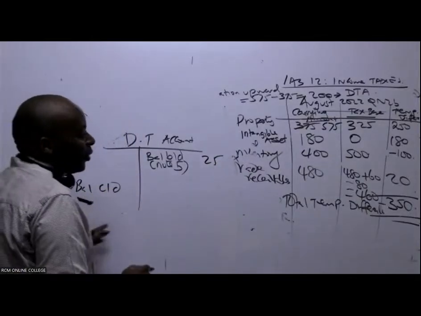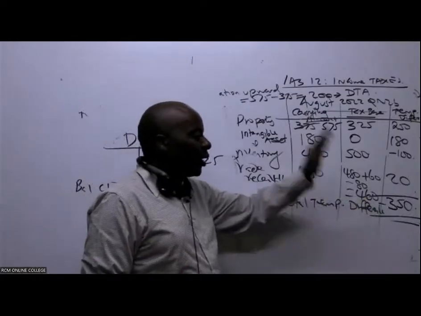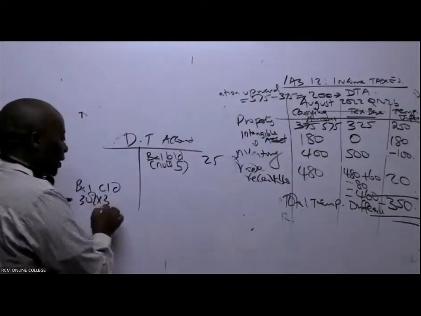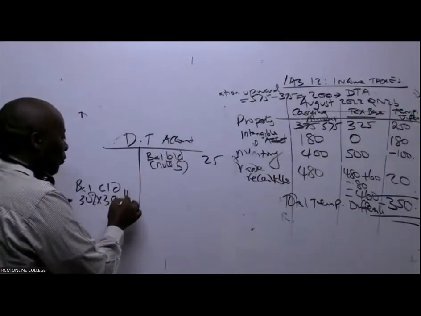So the balance carried down is what you got here as the deferred tax. This is what is going to the other side, 30% of that. This 30% of this 350, this is what gave us 105.